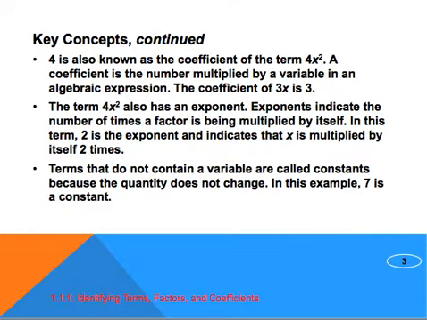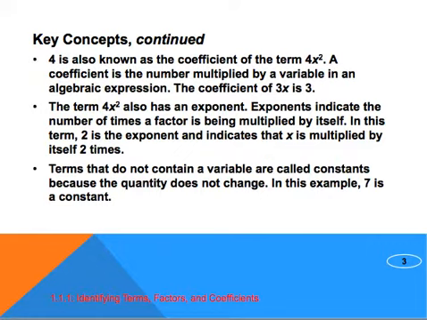Four is also known as a coefficient. So in 4x squared, 4 is a coefficient. A coefficient is the number multiplied by a variable in an algebraic expression. Again, a coefficient is the number multiplied by a variable in an algebraic expression.